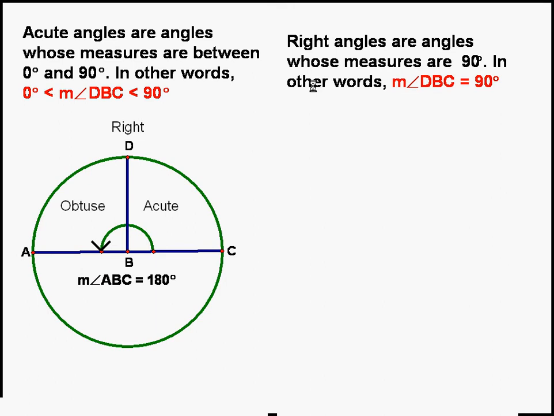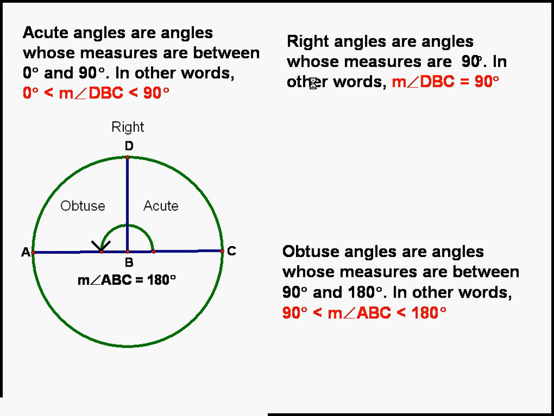Okay? Right angles are angles whose measures are 90 degrees. In other words, if I were to take the measure of angle DBC, that would be exactly 90 degrees. Those two rays, by the way, or line segments, are perpendicular to each other.